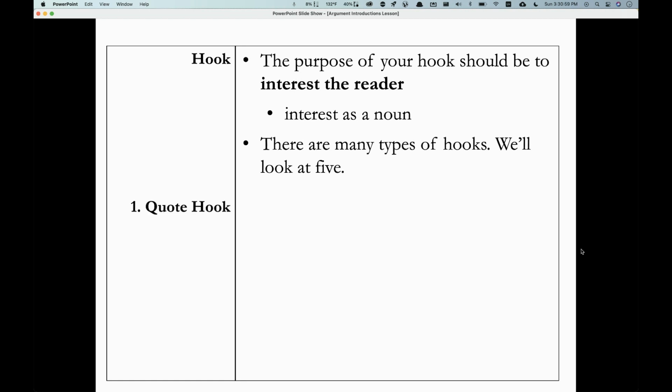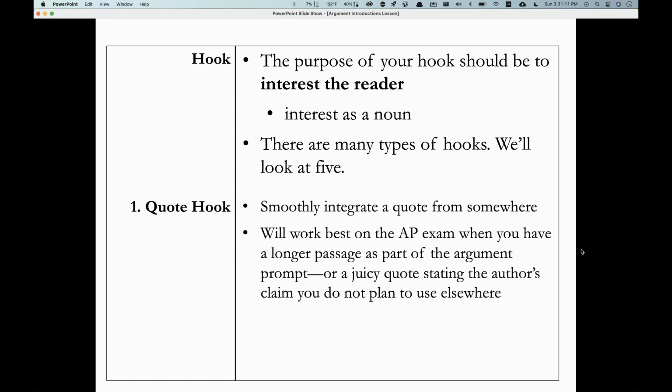So the first kind of hook we should look at is a quote hook. When you're using a quote hook, you will simply smoothly integrate a quote from somewhere, whether from the prompt you're being given or some quote you have memorized, or if it's not on the AP exam, you can take the quote from some other source, as long as it's a juicy quote. It could be a juicy quote that could be stating the author's claim as long as you don't plan to use it elsewhere. Could also be juicy as in it just is really provocative, it's interesting, maybe it's got some parallel structure, it says something really profound about the topic that you're considering. You get to choose what kind of really good quote you want to use for this argument.